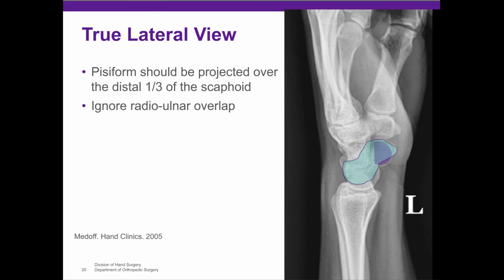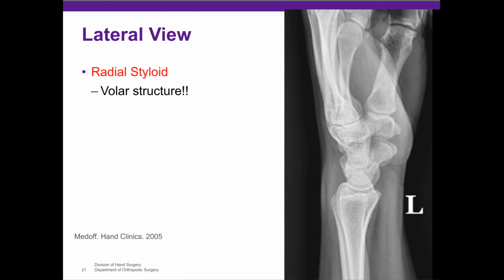that can mislead you. For example, if there's DRUJ instability in the setting of a wrist fracture, then you can just be focusing on the forearm and ignoring the actual carpus. So you really should be a stickler. You should insist on good x-rays.